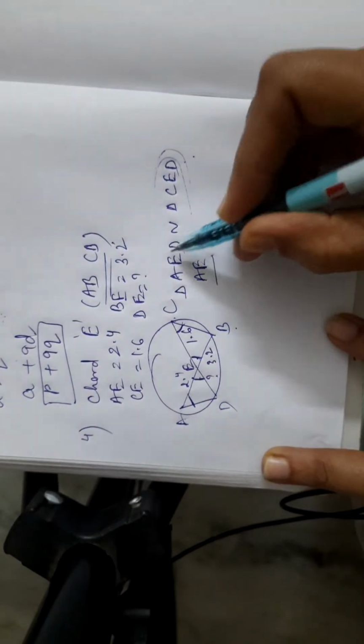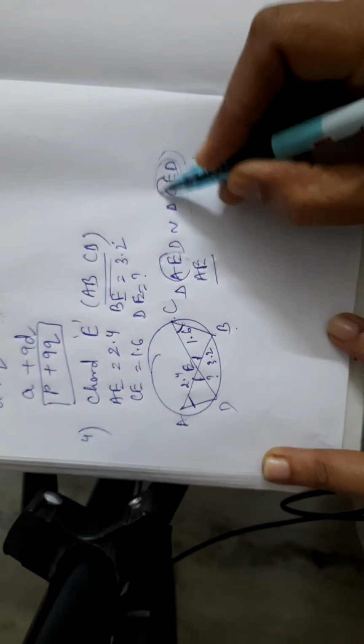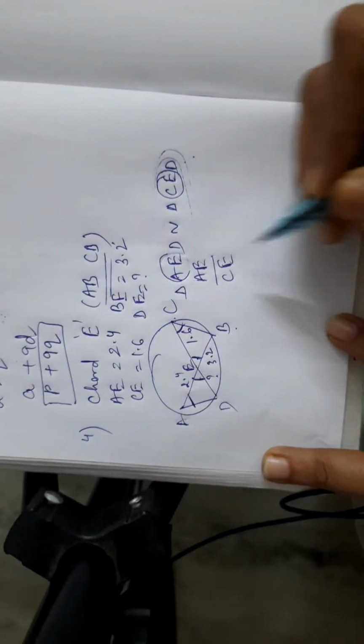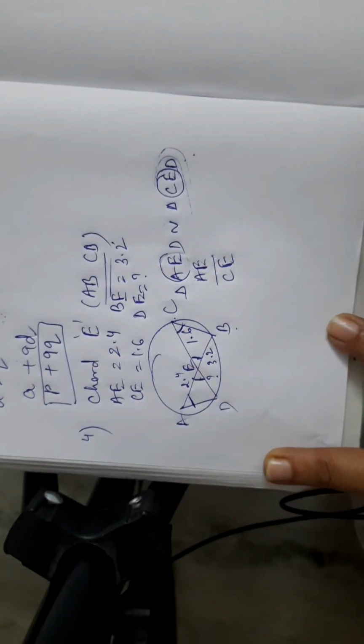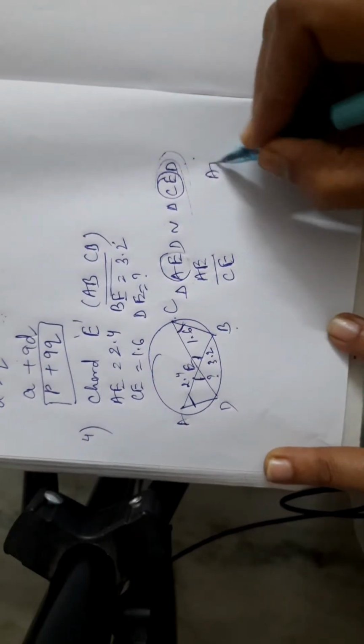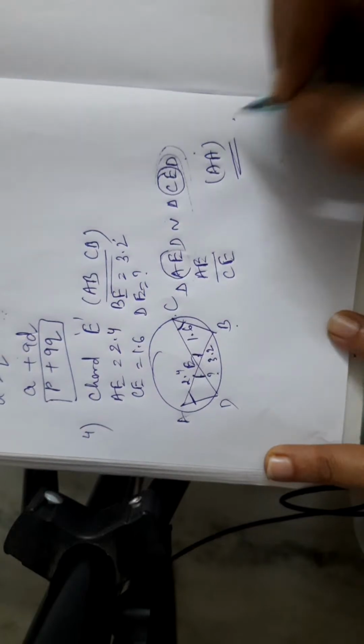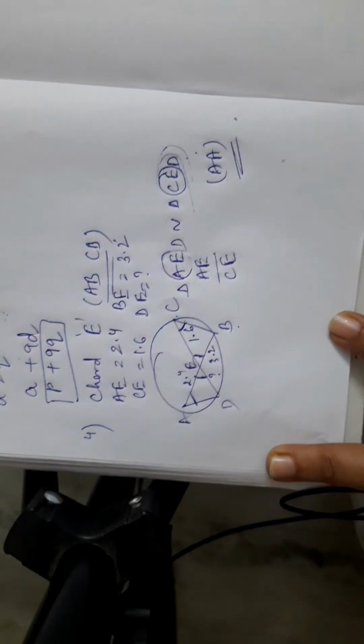So AE, if you are choosing the first two letters, from here also first two letters only. How will we make it similar? For similar, AA similarity. If two angles are equal, we can make the triangles similar by AA criteria.